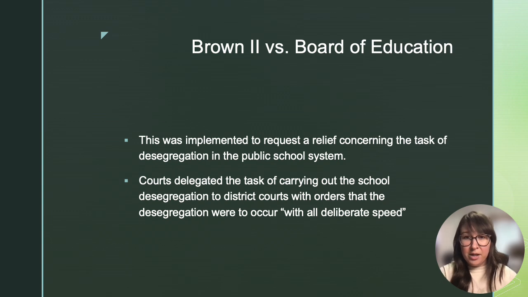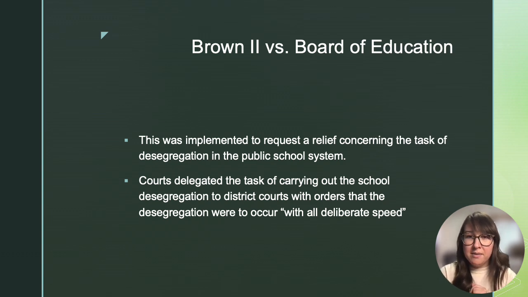So the second trial, Brown 2 versus Board of Education, was implemented to request a relief concerning the task of desegregation in the public school system. So to actually put in the effort and the time and the need to actually desegregate the schools and not just talk about it, the courts did delegate the task of carrying out the school desegregation to the district courts, with orders that this desegregation needed to occur with deliberate speed.